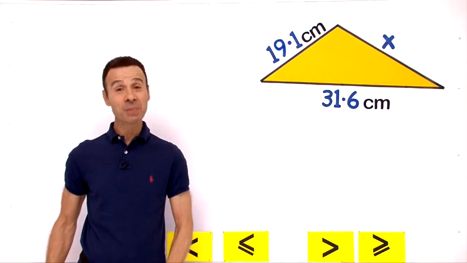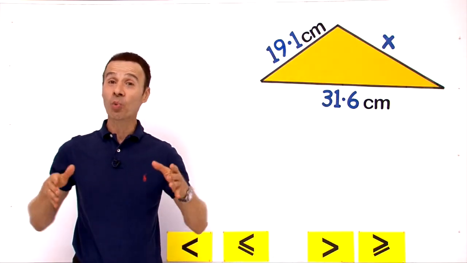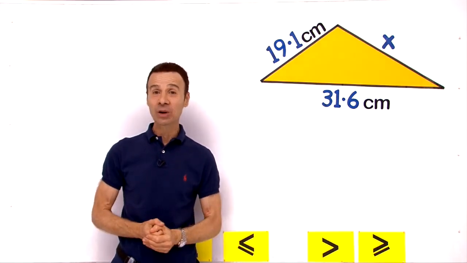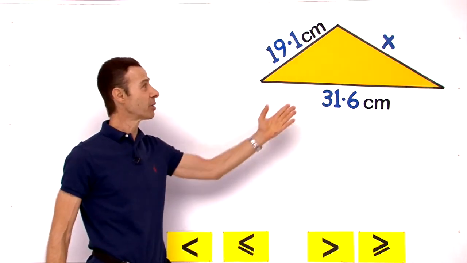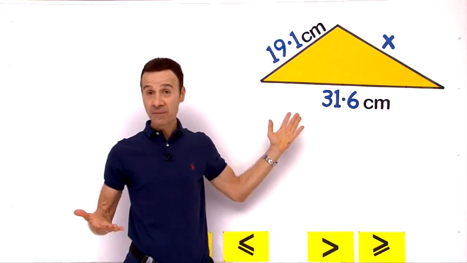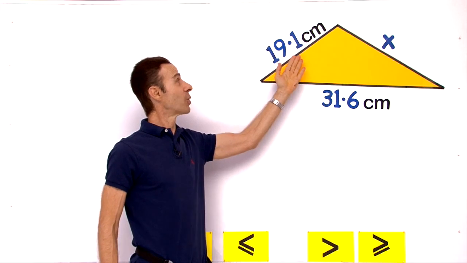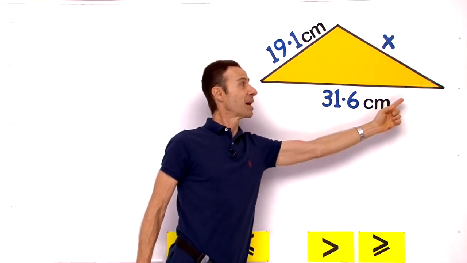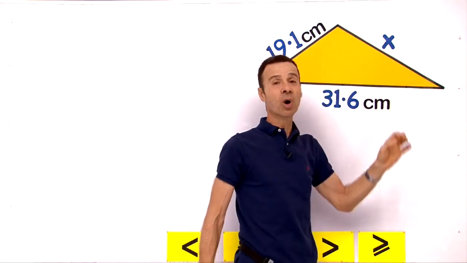Okay, in this video episode, I'm going to show you how to work with word problems and geometry and put it together with inequalities. So we have here a triangle, as you can see in the diagram, and we have three legs on a triangle, obviously. We have 19.1 centimeters for this leg, 31.6 centimeters for the base down here, and X is what we're after.